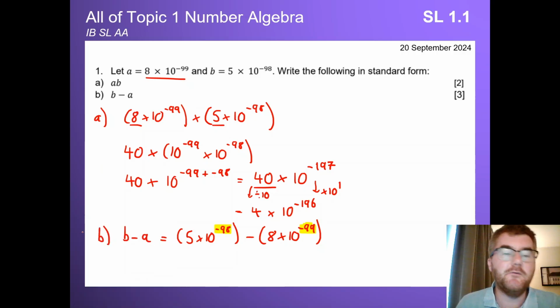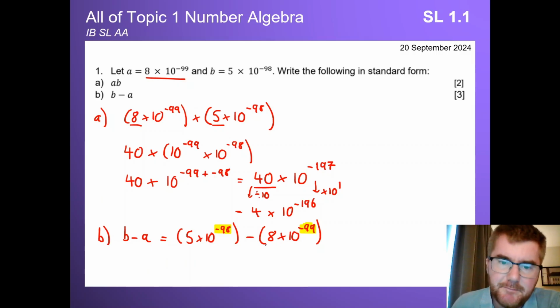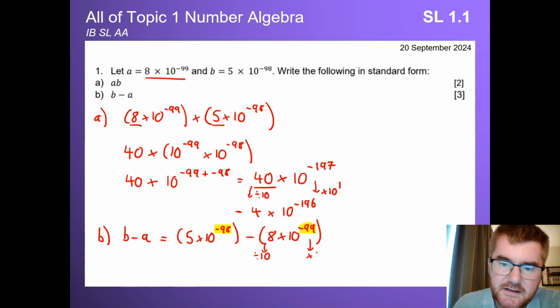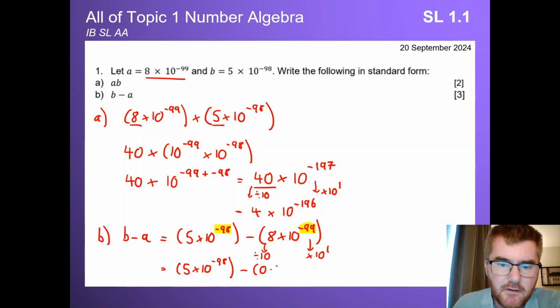You can do it in 2 different ways. You can change one or you can change the other. Notice what I'm going to do in this particular question. I'm going to divide this by 10, and again, we have to balance this out like in the previous question, so I'm going to multiply this by 10 to the power of 1. Now, let's see why we're doing this. We have 5 times 10 to the power of minus 98, and that stays as it is. Remember, 8 divided by 10 is just going to be equal to 0.8.